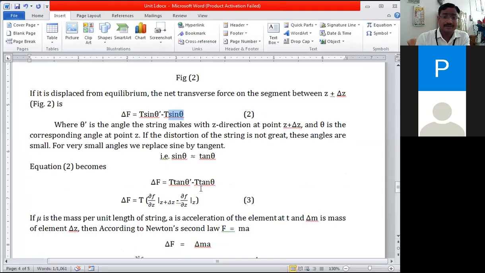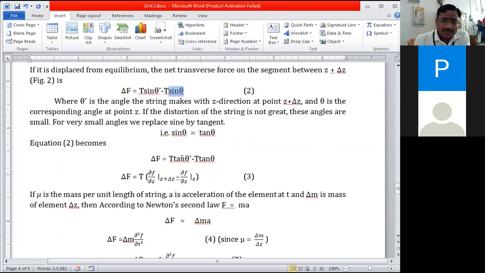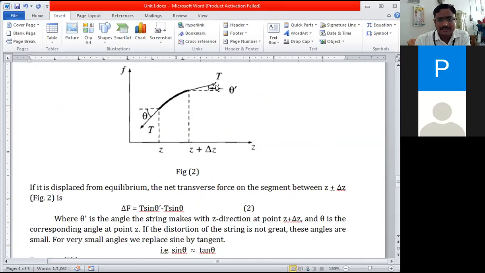So we have replaced it in equation 2. We have a modified equation. Delta f is equal to t tan theta dash minus t tan theta. Now tan theta is nothing but the opposite side. This is theta dash, for example. This is opposite side divided by lateral side.